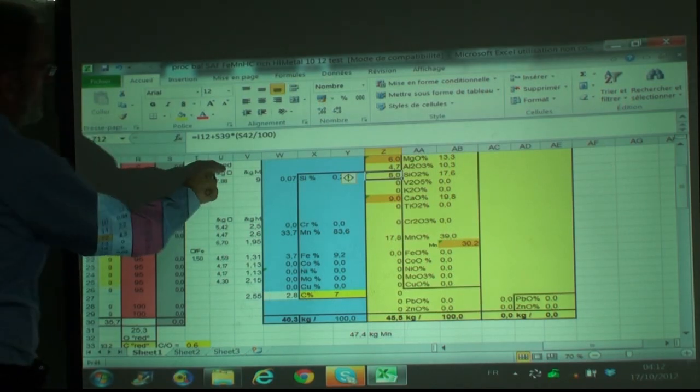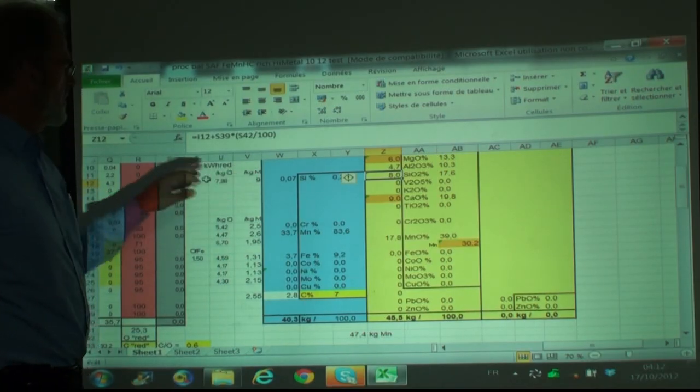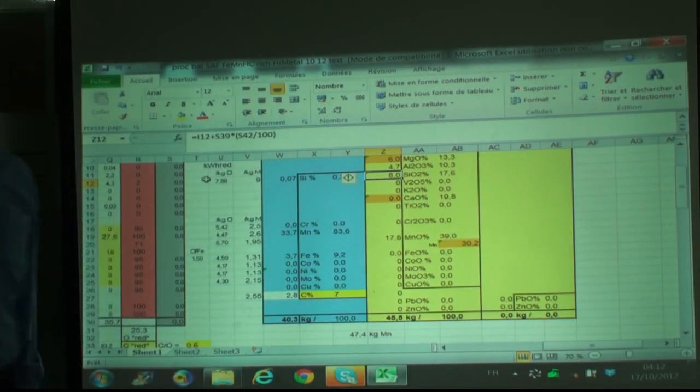You see, these are kilowatt hours for reduction per kilo oxygen, per kilo metal, but all are kilowatt hours. And now we are only in the mass balance. Required energy. Sorry? Required energy. Yes. So this we see afterwards.